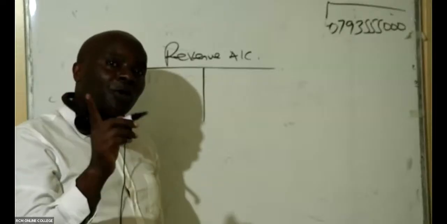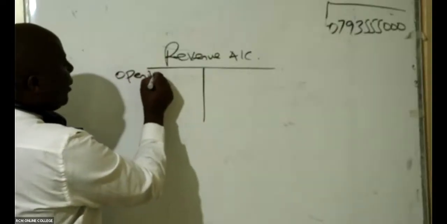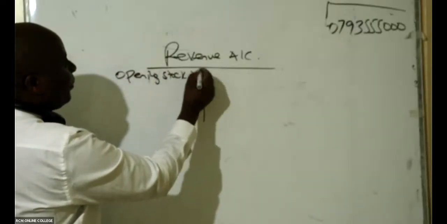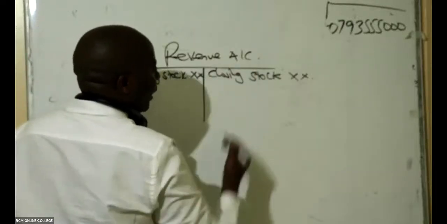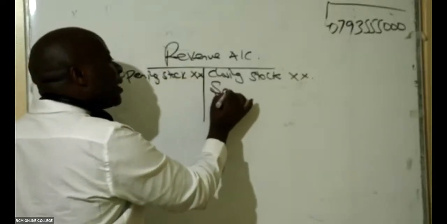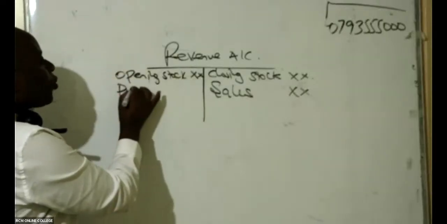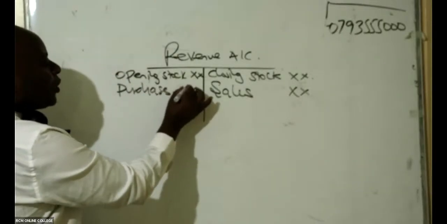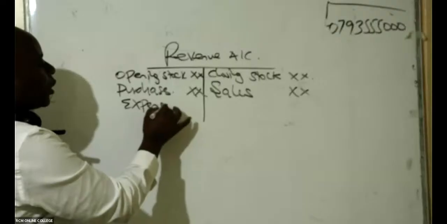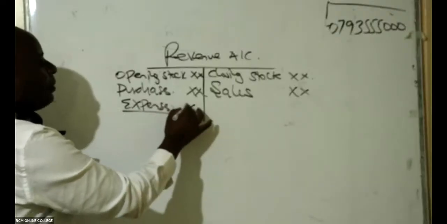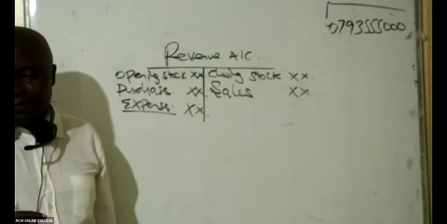And in this revenue account, the standard tells us, you have to have opening stock on the debit here. We are going to have closing stock, our closing stock at the end of the year on this side. If we sell anything, we are going to have sales on this side. If we purchase, we are going to have purchases on this side, and then we have our expenses. All our expenses shall be debited like that.